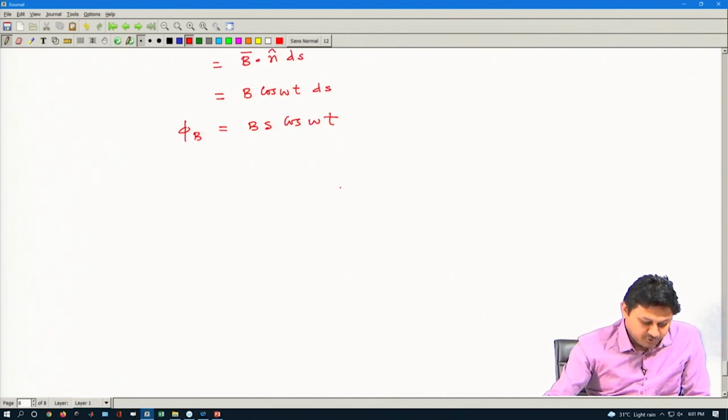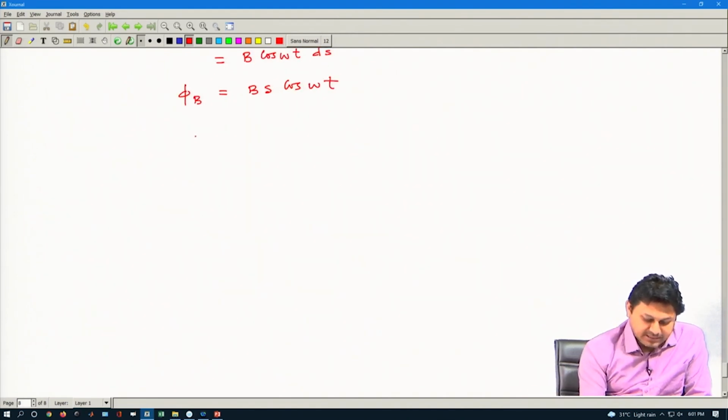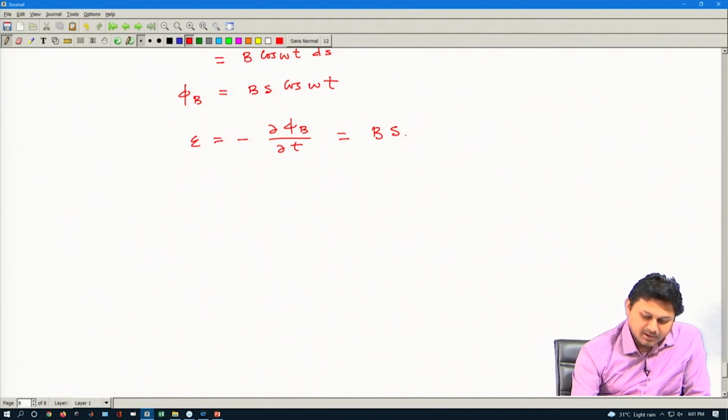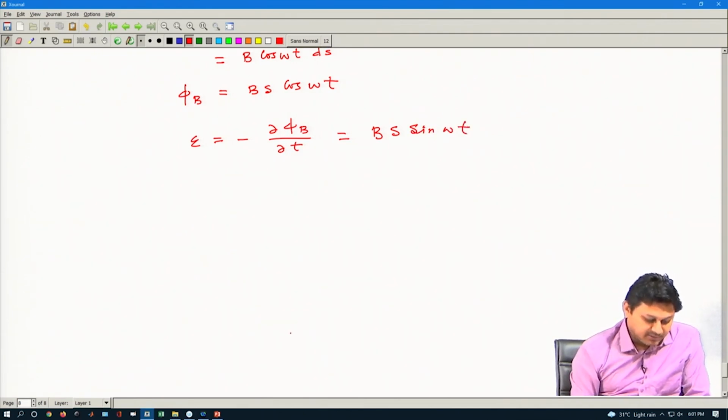So, what should be the value of the EMF? The EMF, we know, should be minus del total flux del t. So, I should have an expression like B S and then sine of omega t. So, there will be a sinusoidal variation of the EMF. Okay.